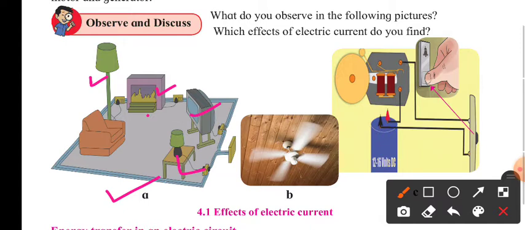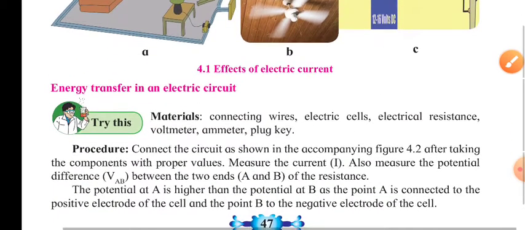Another picture shows that an electrical fan is working. Another picture shows a power supply, that is a battery, an electrical bell and a switch. Means they have given different types of electrical circuits in this particular section.